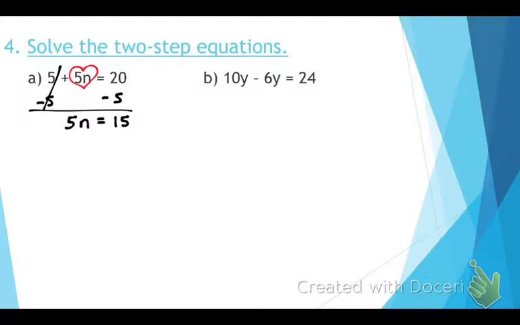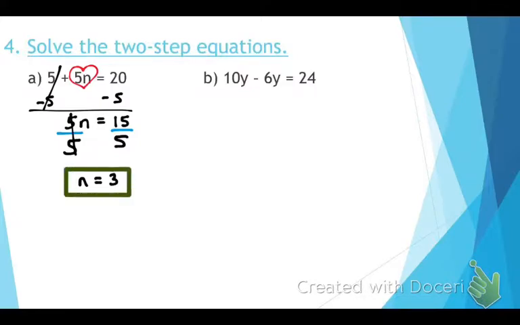Am I finished? No, the whole goal is to get the variable by itself. Lexi, how do I get rid of that multiply by 5? You're going to divide by 5. Very good. Remember, we use a fraction bar to show divide by 5. Lexi, keep going. You have to divide by 5 on both sides, and the first one cancels out, so you just get n, and then 15 divided by 5 is 3.